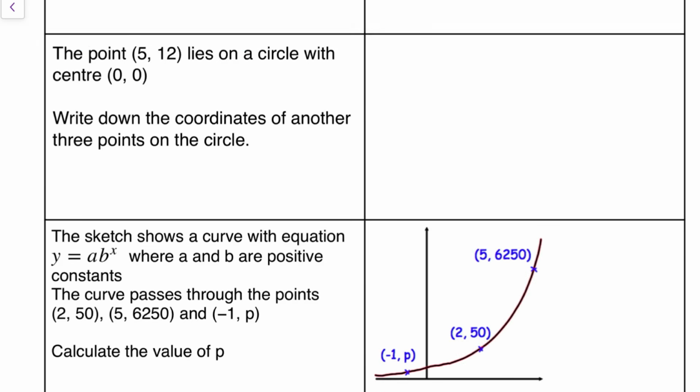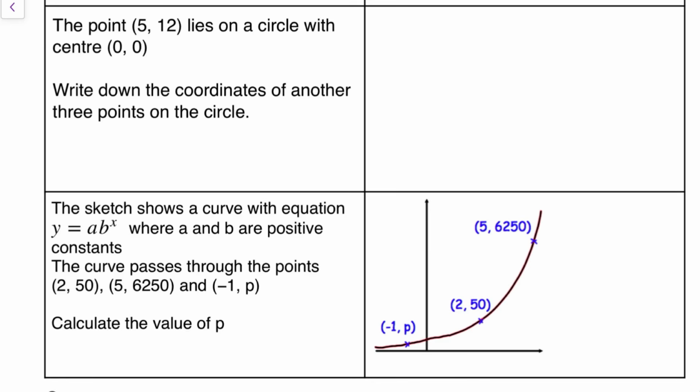Next question. Right, the point (5, 12) lies on the circle with centre (0, 0). Write down the coordinates. Now, this is why we do lots of these questions, because straight away I'm thinking of a Pythagoras 5, 12, 13 triangle. No maths needed, I know my radius is 13. However, well, I can use that, can't I? So what have I got? I've got a circle, centre 0, and I know my radius is 13.